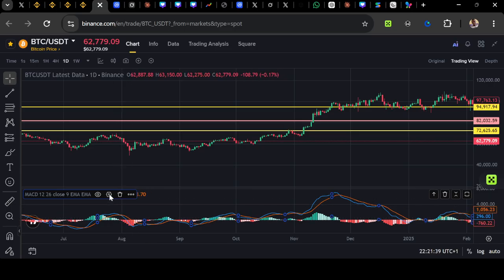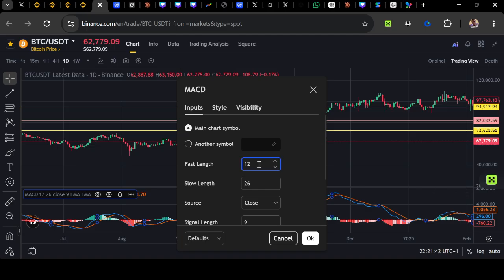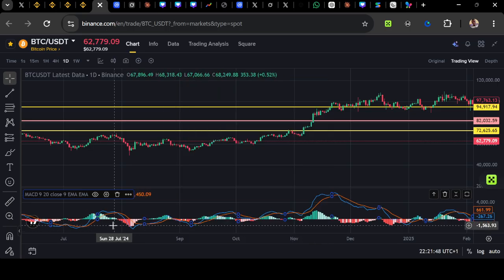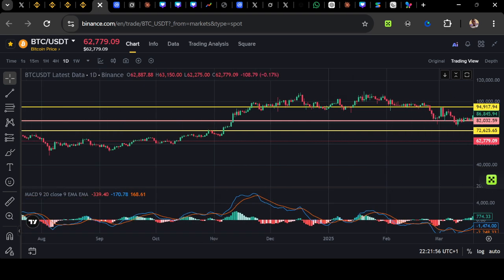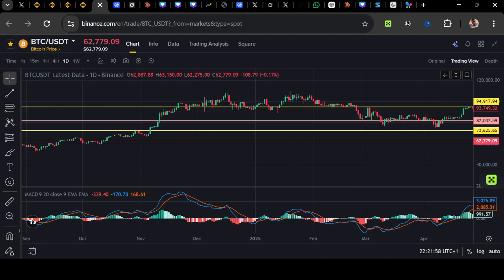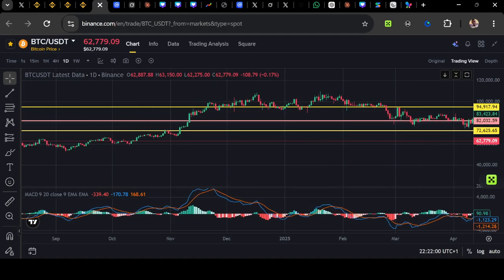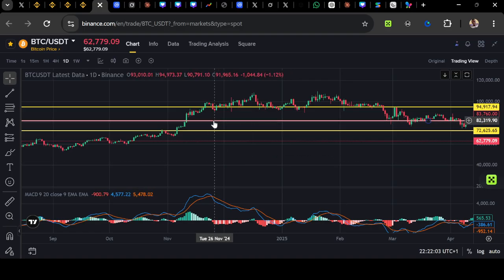Okay, so what happens when you change it to something smaller? Let's change it to 9, and then let's change the other to 20. Let's see what happens. When you change it to 9 and 20, you discover that it almost gives you an early signal. Sometimes you have something different happening. Now look here. When you change it to that, at this point it shows that MACD crossed, and then after some time it dumped.